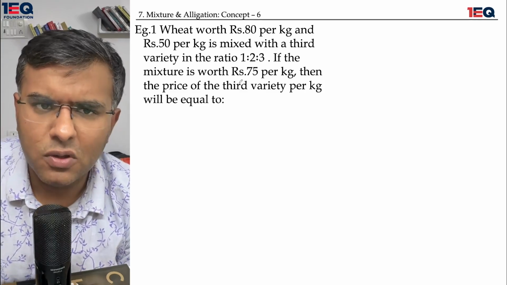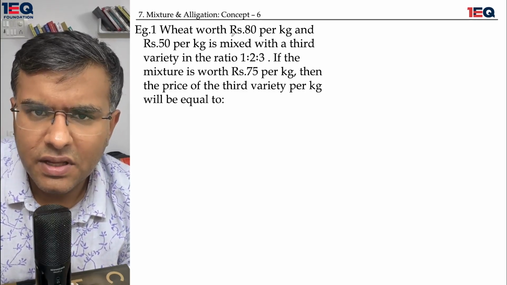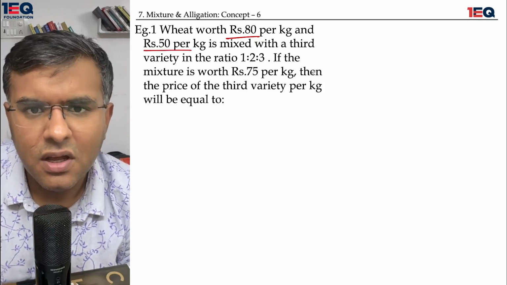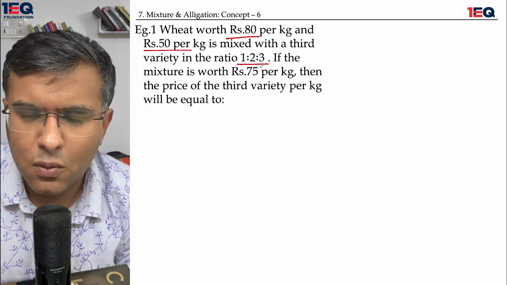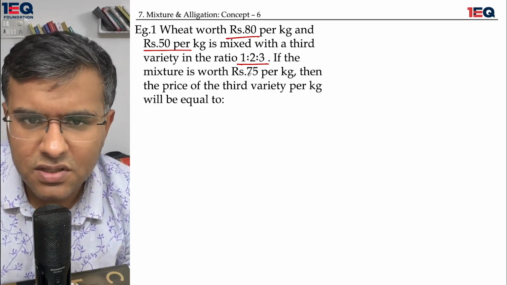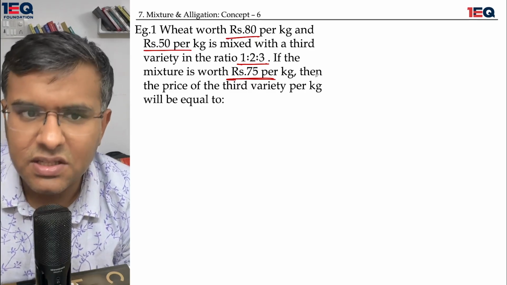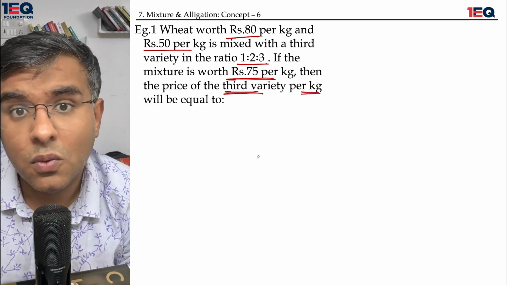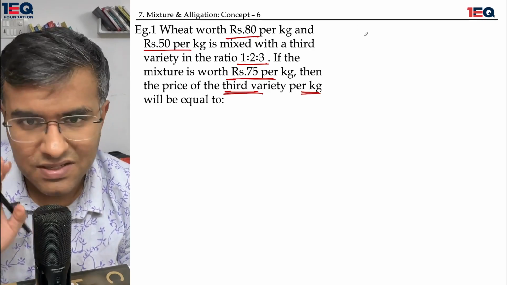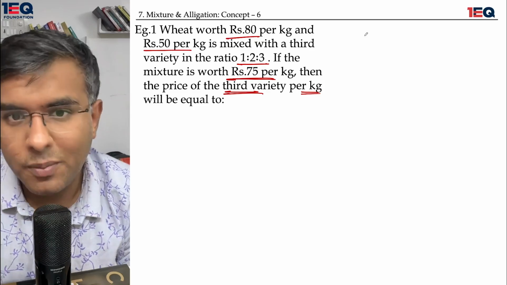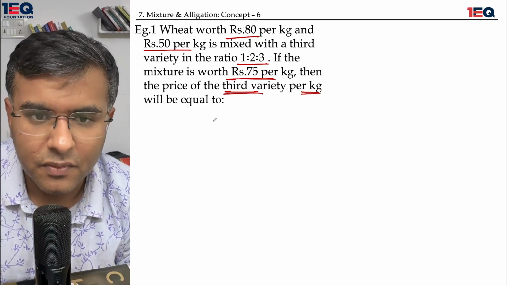This is a really cool question. Wheat was worth 80 rupees per kg and 50 rupees per kg, and they were mixed together with a third kind of a mixture, in the ratio 1 is to 2 is to 3. That is the ratio in which they were mixed. If the mixture is worth 75 rupees per kg, then the price of the third variety per kg would be equal to what? Okay, so this is a question of weighted averages, and just try to see what cool method I use to quickly solve it.